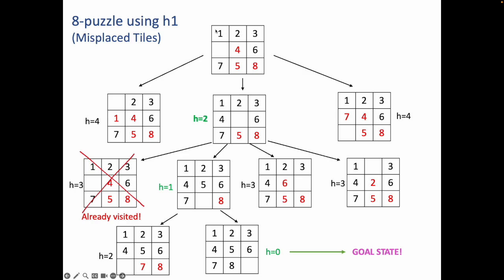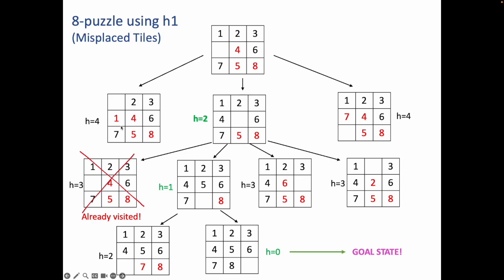Now, if you move 1 down, then you will reach this state. If you move, for example, 4 to the left, then you reach this state. And then if you move, for example, 7 up, then you reach this state. Now, at each state, you calculate the heuristic, which in this case is the number of misplaced tiles, right? Now, what are the number of misplaced tiles here?